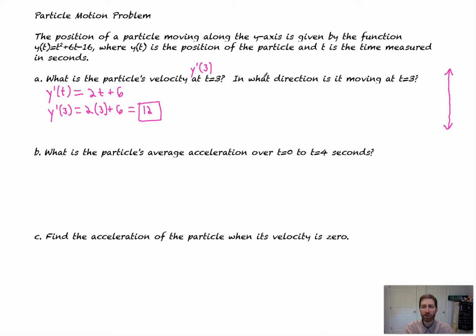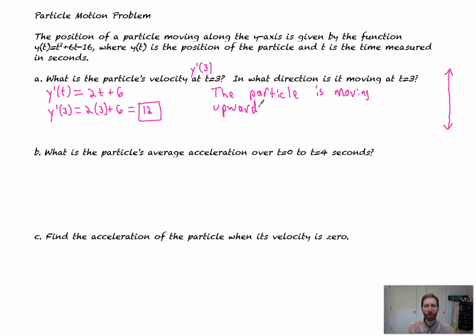Then it asks in what direction is the particle moving at t equals 3. And so I'm going to give a little justification here, a reason. Since the velocity is 12, which is greater than 0, positive, the particle's moving upwards. Remember, the velocity tells you in what direction you're moving as well as how fast you're moving. When we're positive, we're going in the positive y-axis direction, which is upward. So I'll say the particle, and I'll do it out formally here for those of you taking the AB or BC exams, is moving upwards.